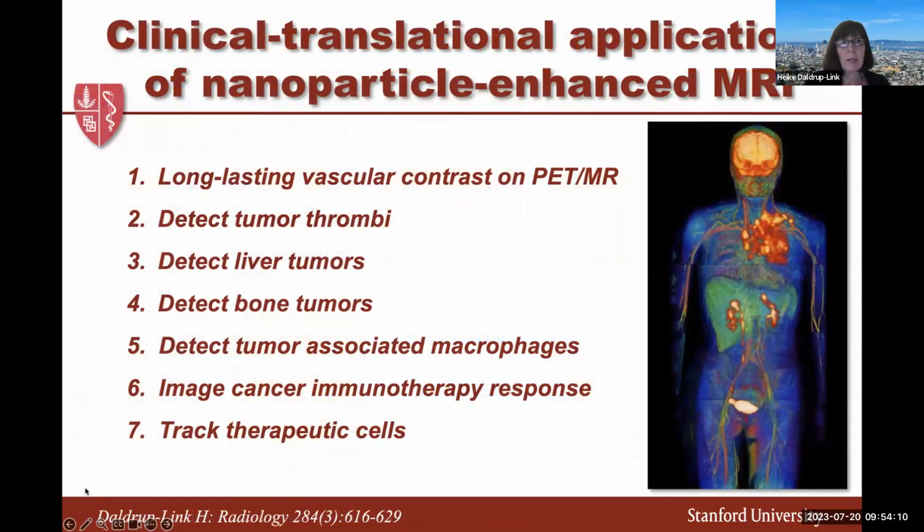With that, I'm at the end of my talk. I showed you clinical translational applications of nanoparticle-enhanced MRI. I showed you how we can generate long-lasting vascular contrast on PET MRI studies. I showed you how we can detect tumor thrombus. We can detect liver tumors and bone tumors. We can also detect tumor-associated macrophages on delayed 24-hour post-contrast scans. We can use this technique to monitor cancer immunotherapy responses when we look at therapies that affect tumor-associated macrophages. And we can also directly track therapeutic cells, such as CAR T cells.